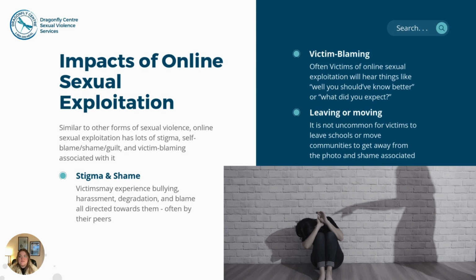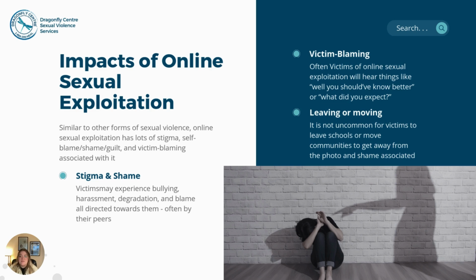Similar to other forms of sexual violence, online sexual exploitation carries a significant amount of stigma, self blame, shame, and victim blaming. Many survivors feel isolated and afraid to seek help due to a fear of judgment or repercussions. Stigma surrounding online sexual exploitation can make it difficult for victims to disclose what happened to them. They may worry that they won't be believed, or that they will be blamed for their involvement, or that their experience will be denied or minimized.